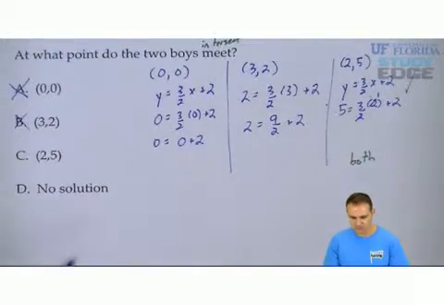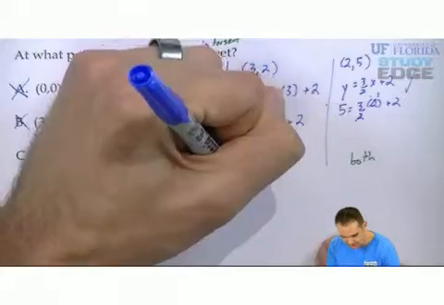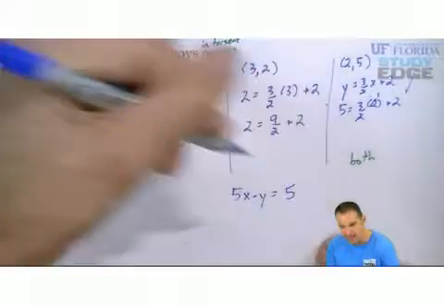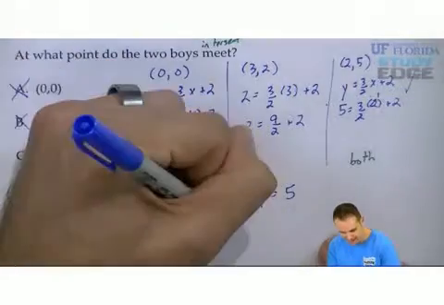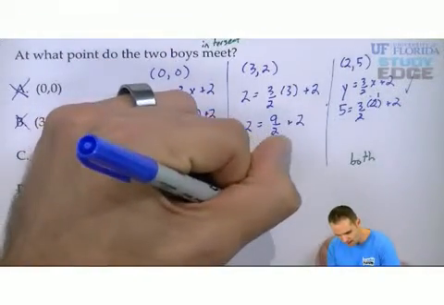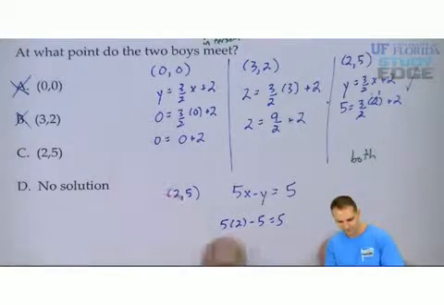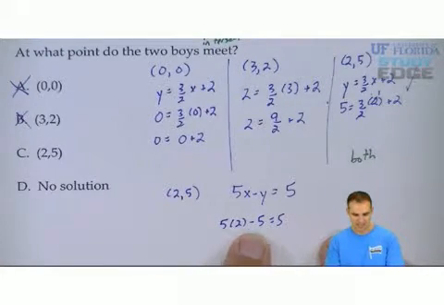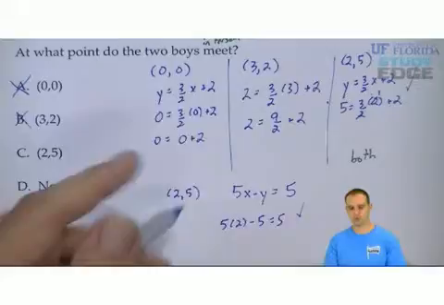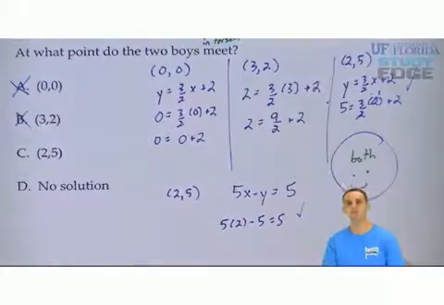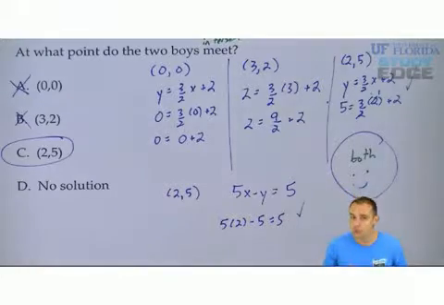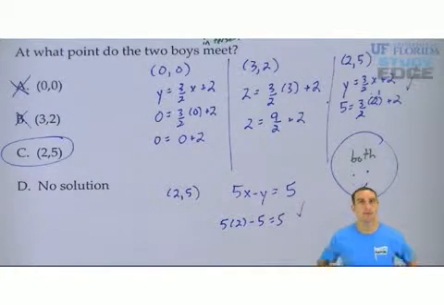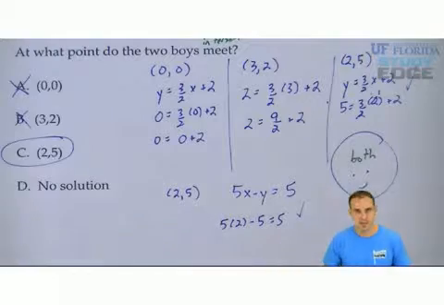The other equation is 5x minus y equals 5, and we're plugging in the point 2 comma 5. X is 2, y is 5. 5 times 2 is 10. 10 minus 5 is 5, so it worked for both. Therefore, that would be your answer. Otherwise, you could always graph both of them and find where they intersect or where they meet.